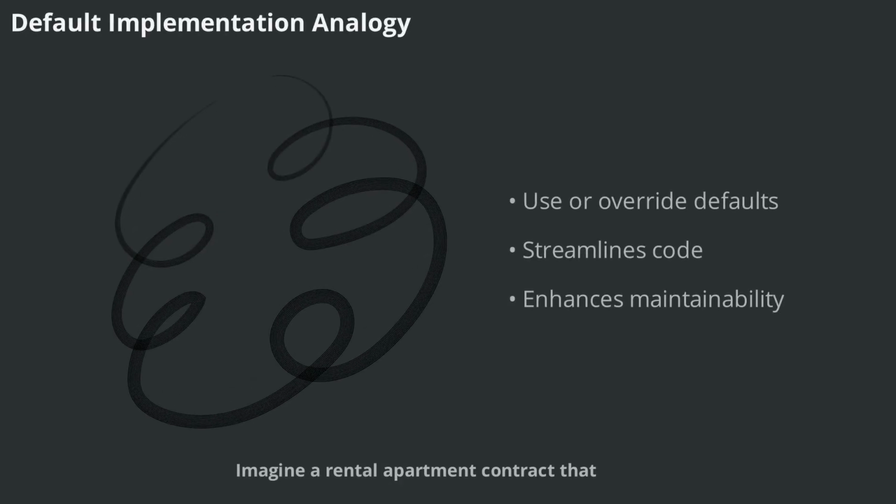Imagine a rental apartment contract that comes with a default paint color, off-white. You can keep it as is or request permission to repaint it. Similarly, Kotlin interfaces let you use default methods or override them for a custom look and feel. This flexibility streamlines your code and enhances maintainability.